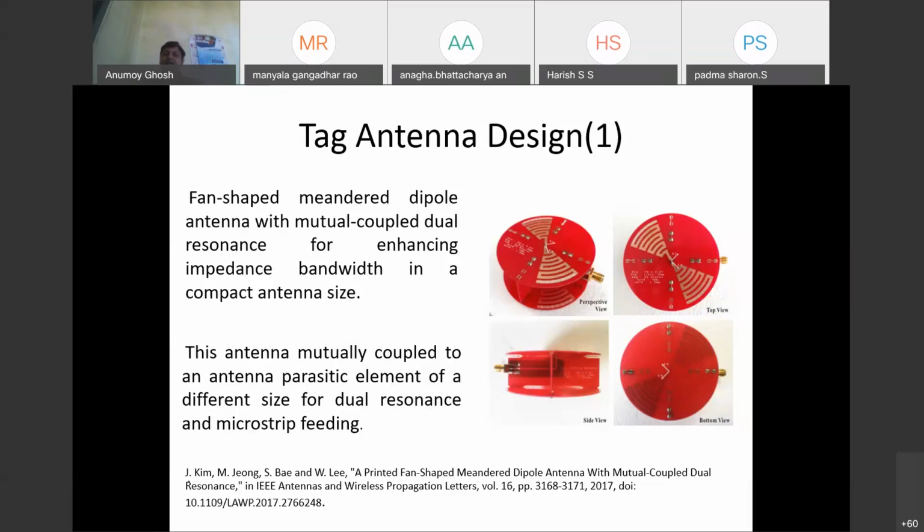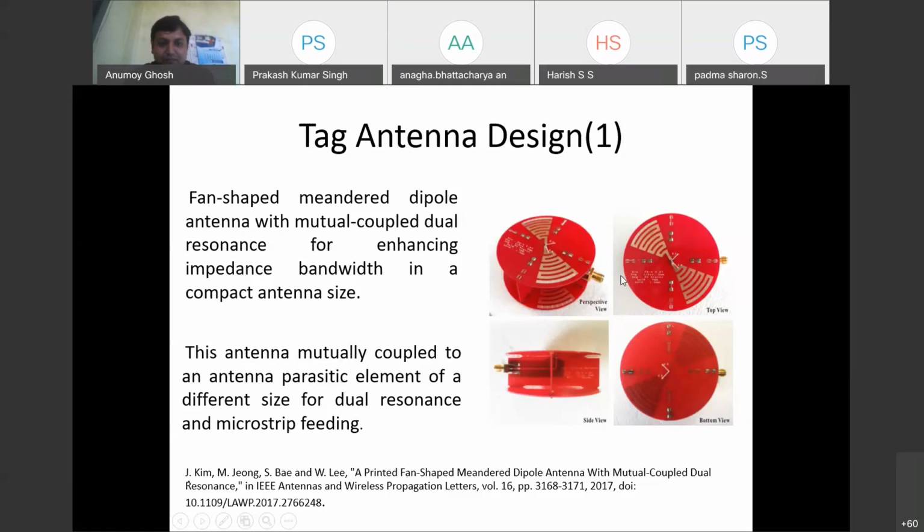Now you can say that I can use 2 or 3 different kinds of tag, but that is not an intelligent design procedure, because for that you will need more layout area, more copper, more tag design technology. But if I can use only a single tag design which will be able to operate in both the frequencies, then it will be very advantageous for me.